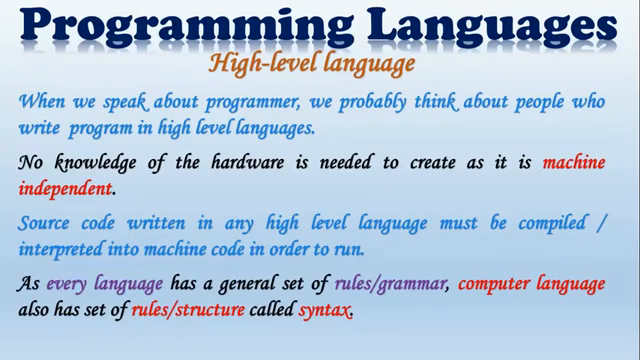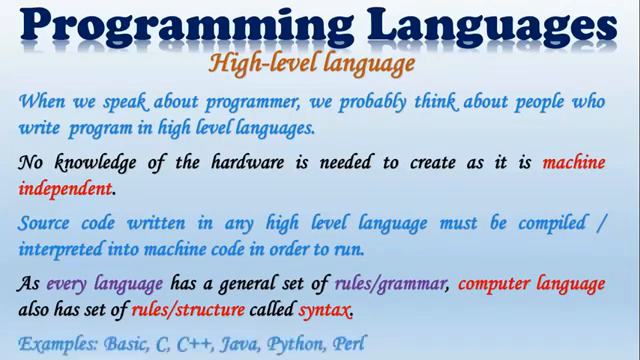Every language has a general set of rules or grammar. For example, English is a language. So there is a grammar for that, some set of rules given. Same like that, any language you take, there will be some rules to be followed. That computer language also has a set of rules or structure. This is called syntax. Examples for computer language: BASIC, C++, C, Java, Python, Perl, all these. So now we know what is computer language.